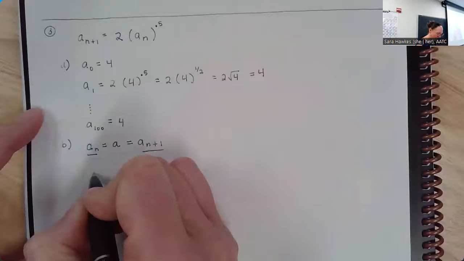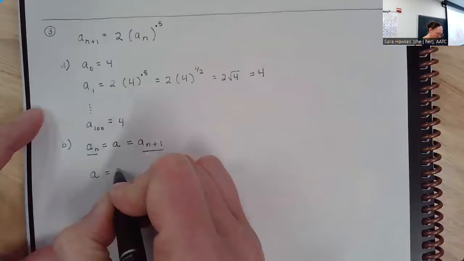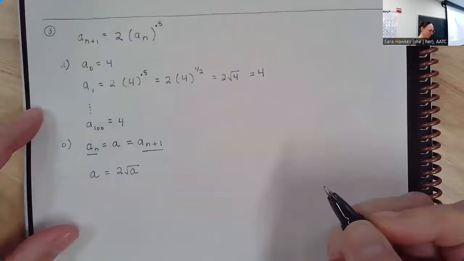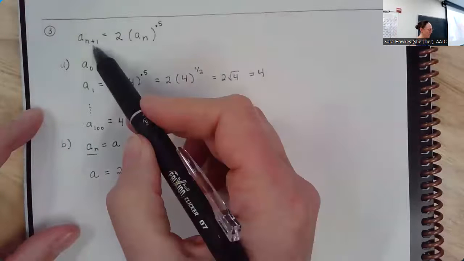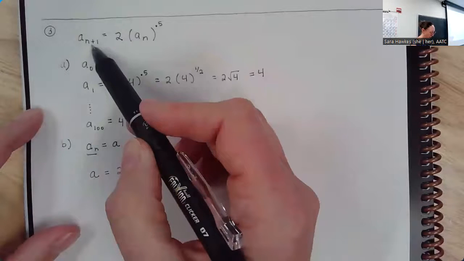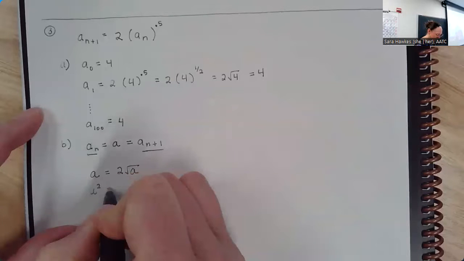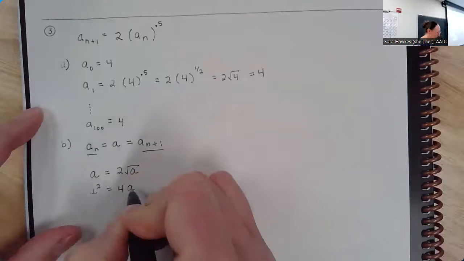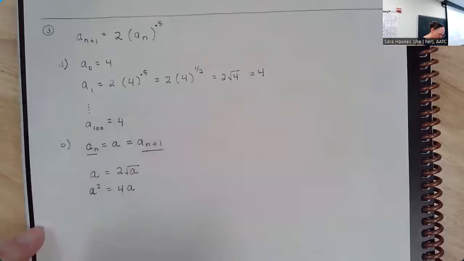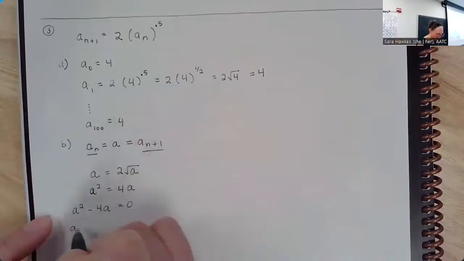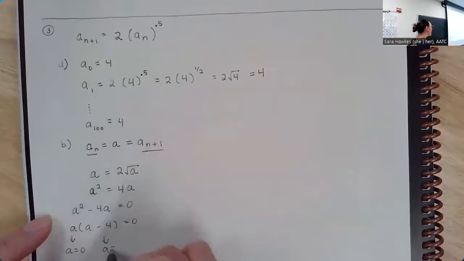So I would have A is equal to 2 times the square root of A, replacing both the A sub n term and the A sub n plus 1 term. Now I'm doing algebra, so I would square both sides. A squared is equal to 4A. And then I can move the 4A over and have A squared minus 4A is equal to 0, which means we have 2 possible solutions: that A is 0 or that A is 4.